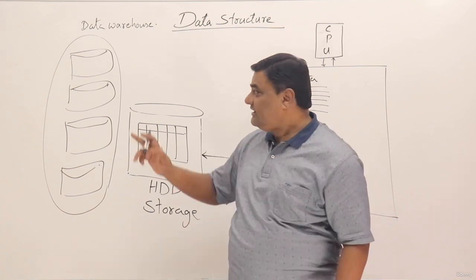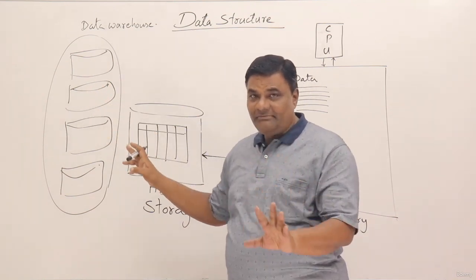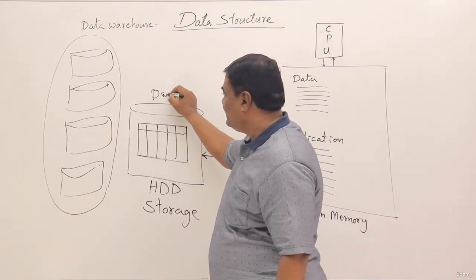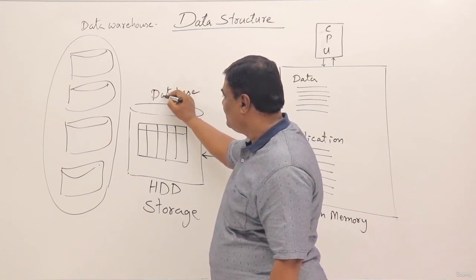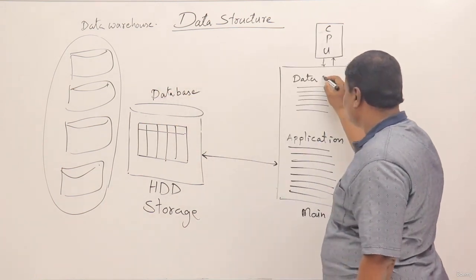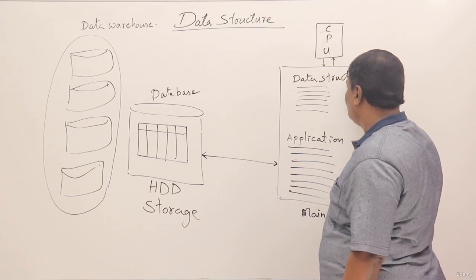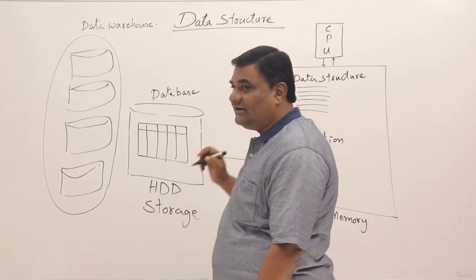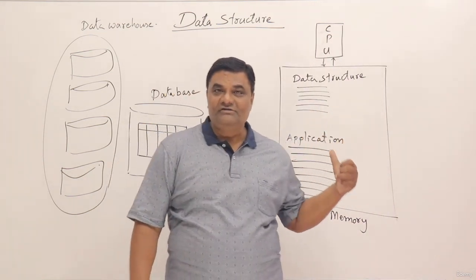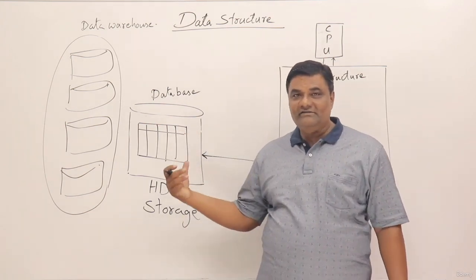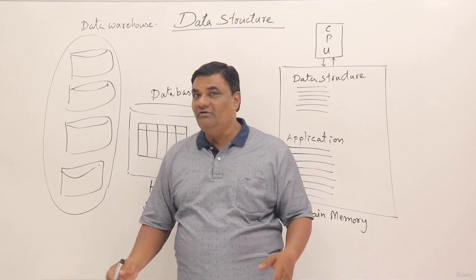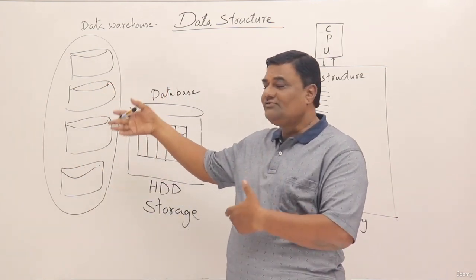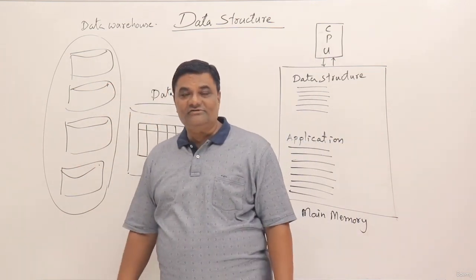All right. So wherever data is used, I'm explaining about that. See, this is database, right? This is data structure. So data structure is inside the main memory during the execution. Database is on the disk. And the huge-size data which is inactive now, and when required it is utilized, that is a data warehouse.